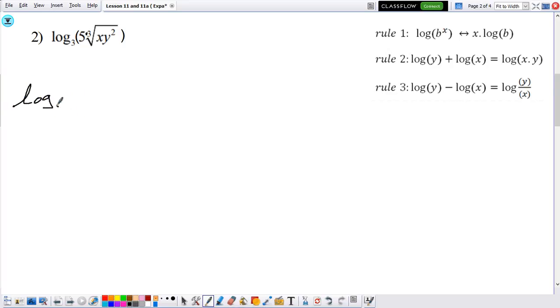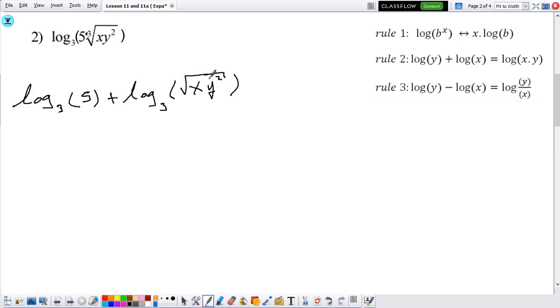So we have log base 3, because that's what we have here, of the first thing that I'm multiplying, which is the 5, plus the log 3 of the second expression that we're multiplying by.